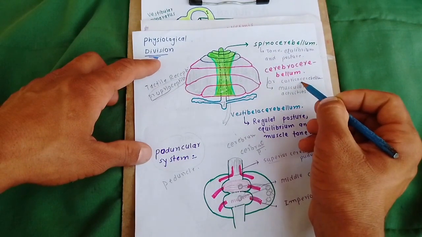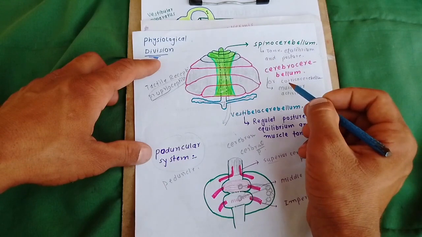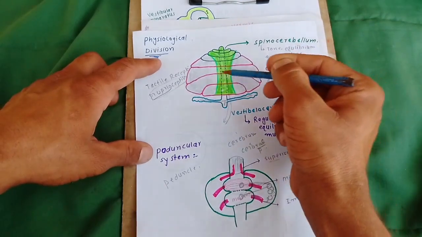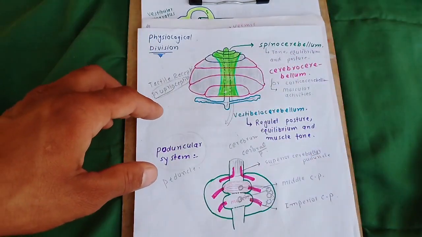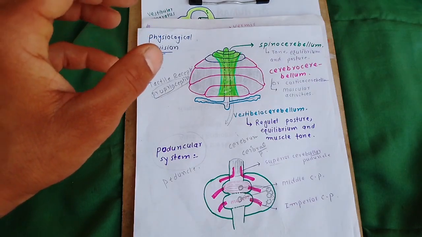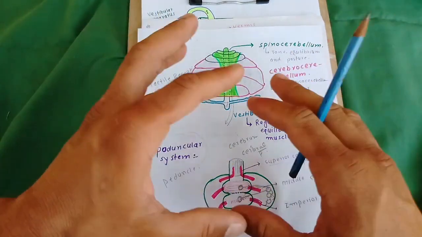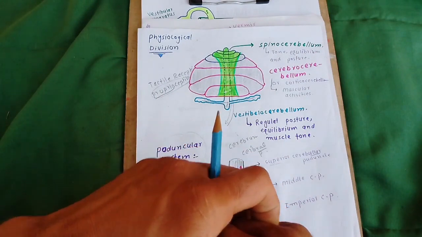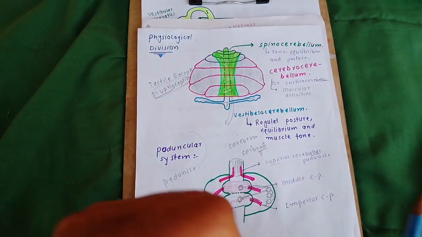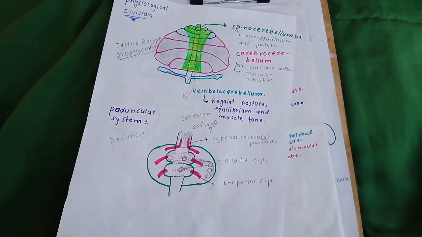Another part is the cerebrocerebellum, or corticocerebellum. This area. The function of this area is to coordinate well-defined muscular activity, a well-defined motor muscular activity.